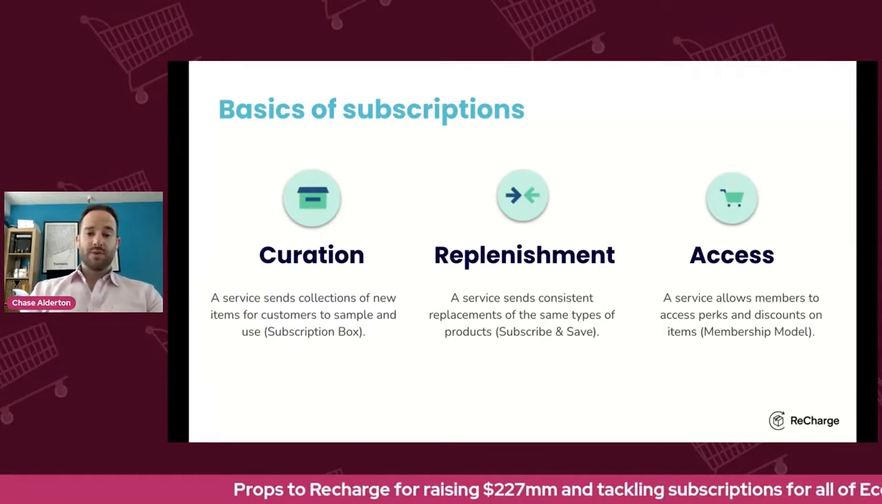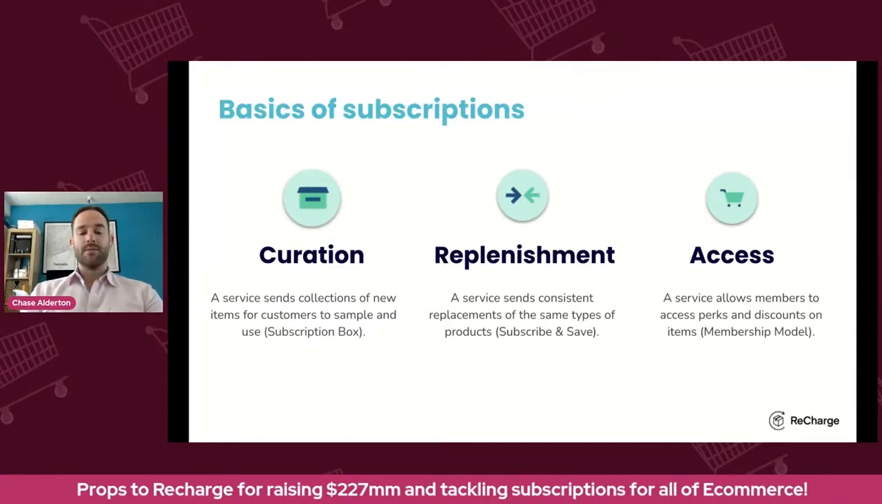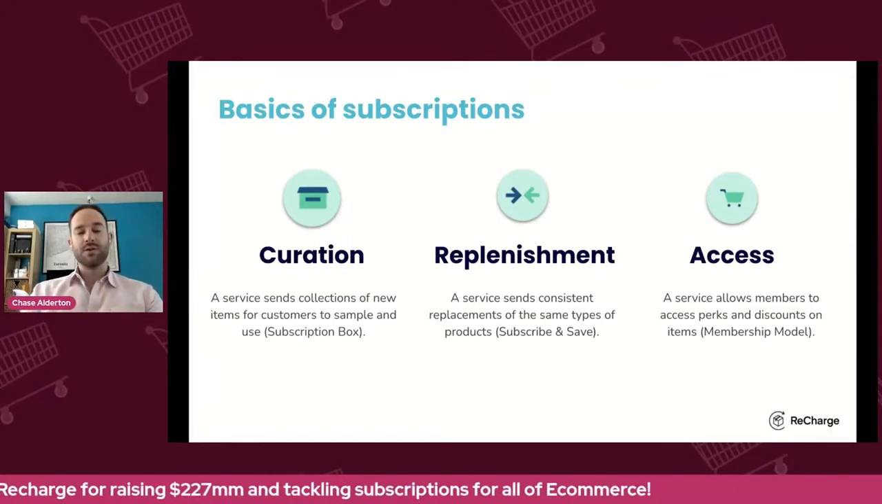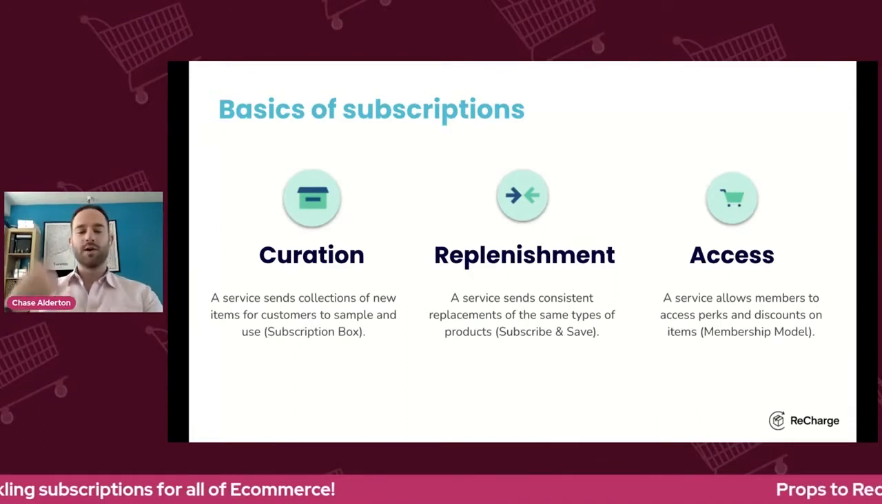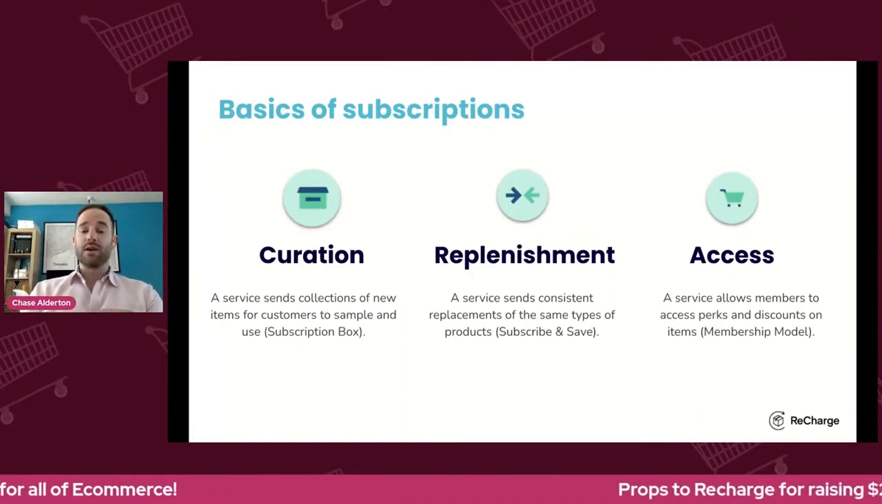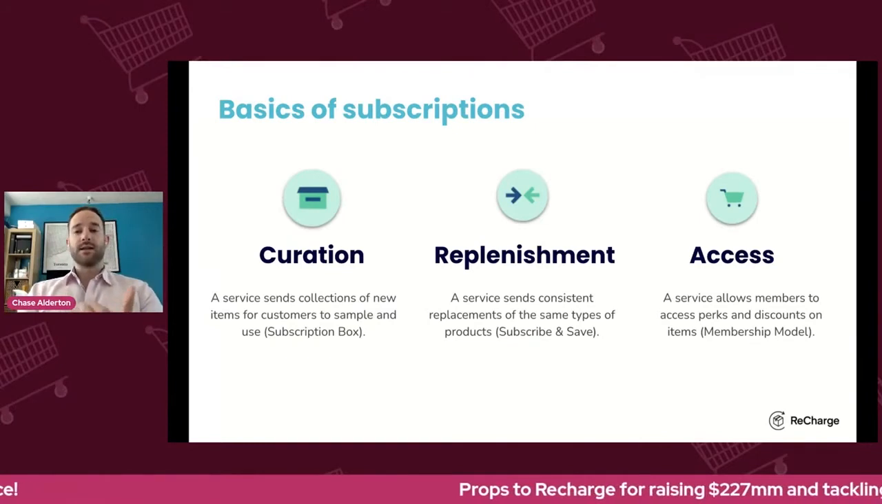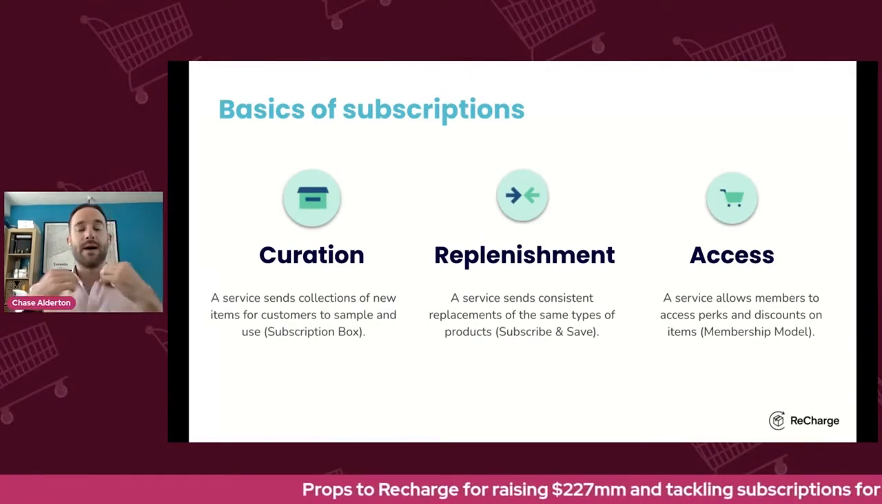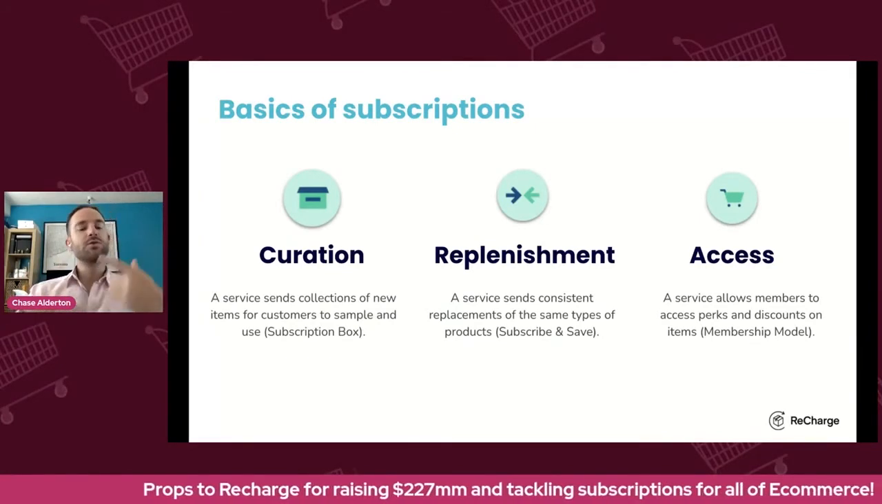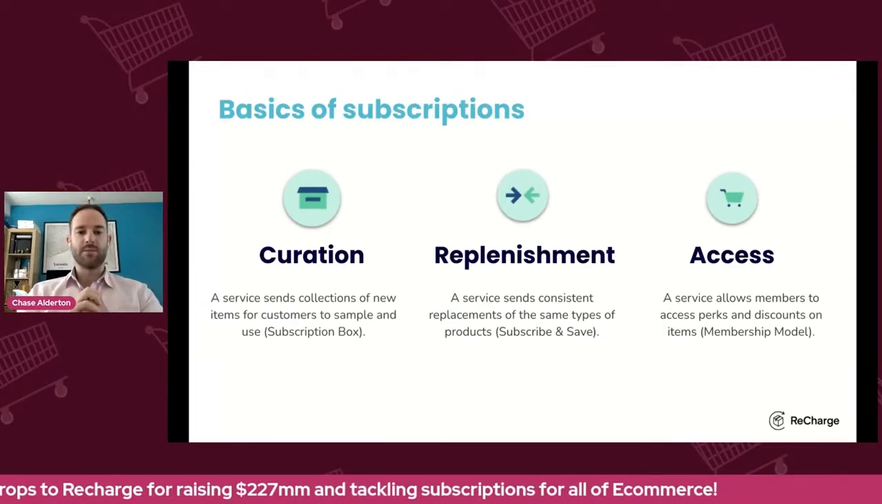Number two is replenishment. So this is the second most common. This is kind of the flip side of curation. So instead of getting a box shipped to you with a bunch of different things, replenishment is one item over and over and over again. Before you think that that's boring, think of things like supplements, or I actually have a t-shirt subscription, things that you use every day. Pet food is a great example.